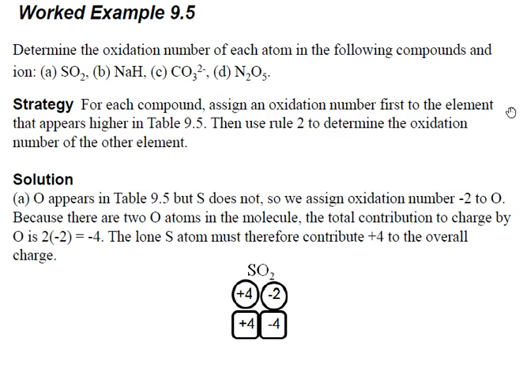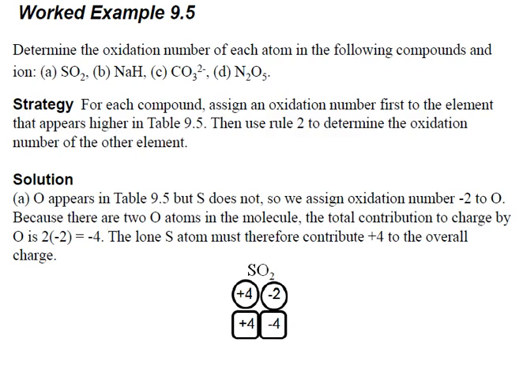So let's start to take a look at these. In part A, oxygen appears in table 9.5, but sulfur does not. So we assign oxidation number -2 to oxygen. Because there are 2 oxygen atoms in the molecule, the total contribution is going to be double that. So we'll have oxygen is -2. We have 2 of those, so that will be -4. So we figured out the part of the oxygen. Overall, this is neutral. So since it's neutral, then the sulfur must be +4.